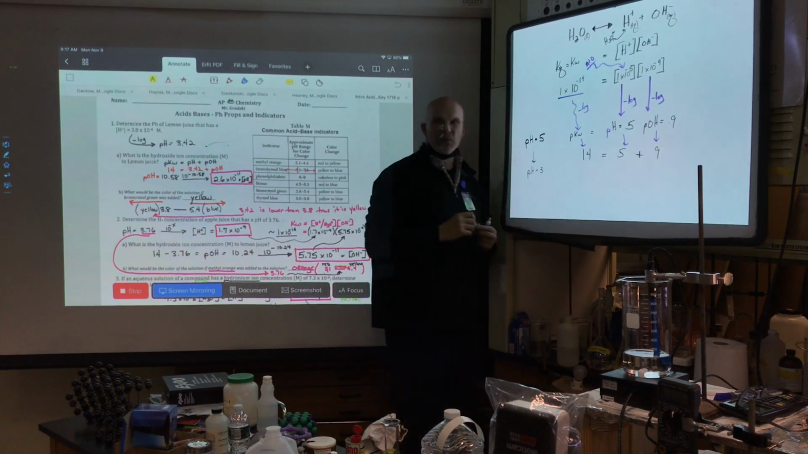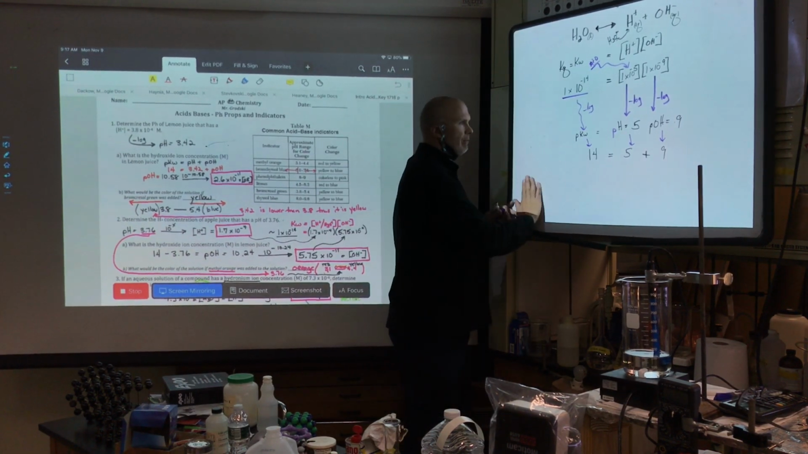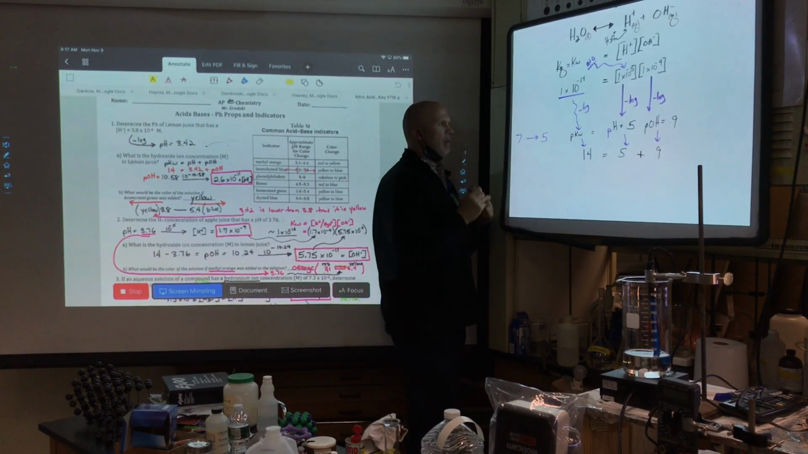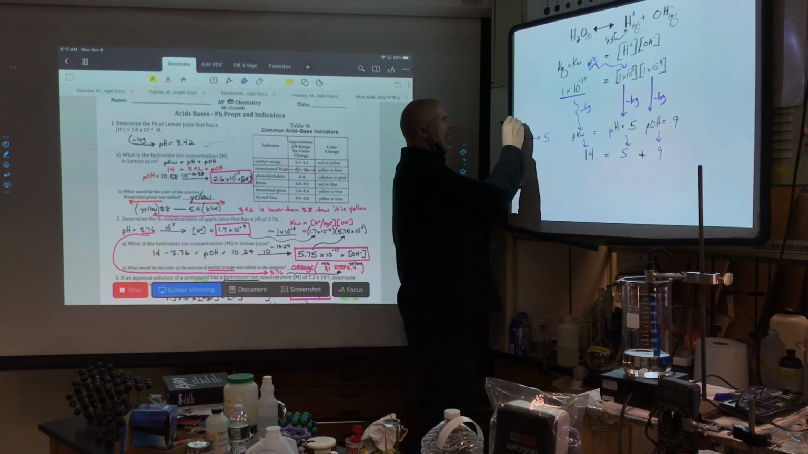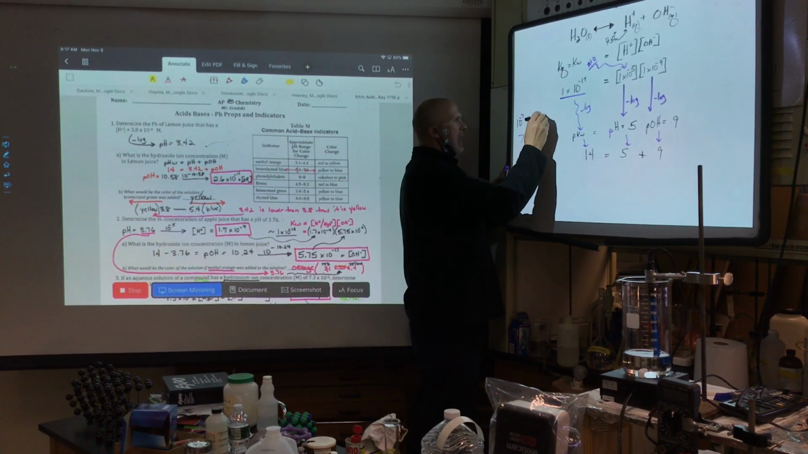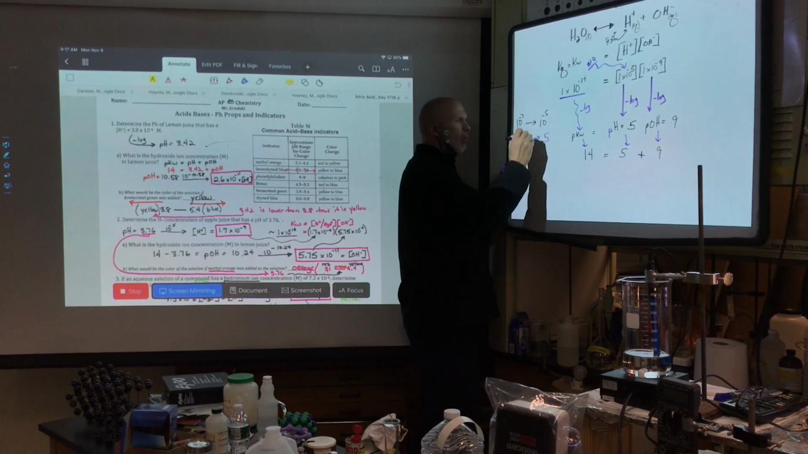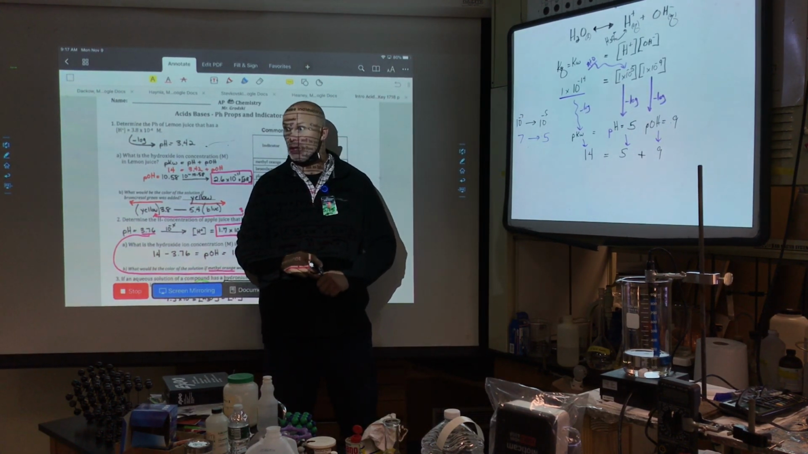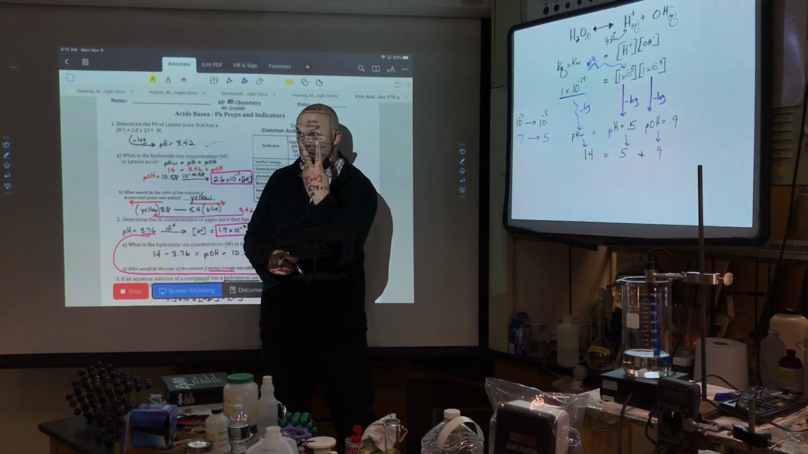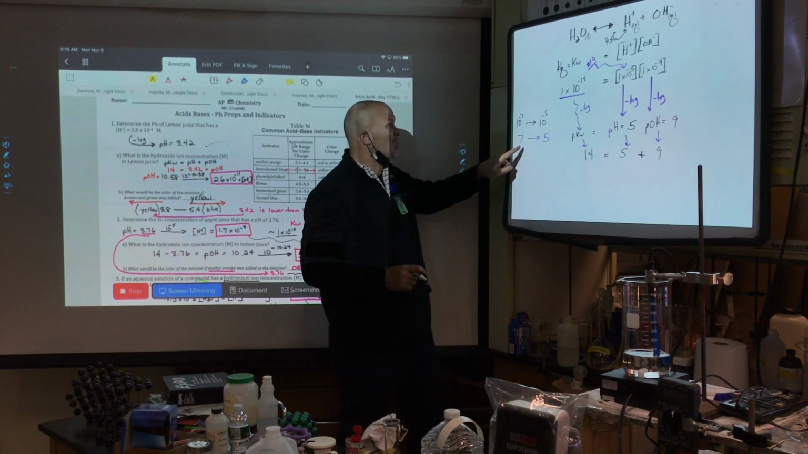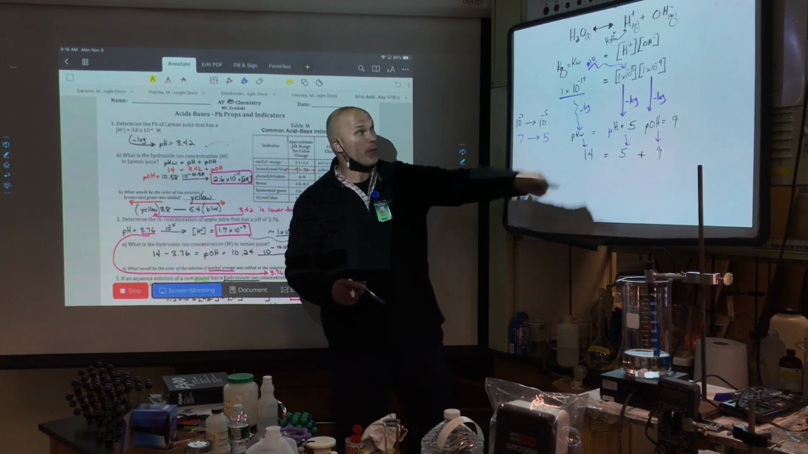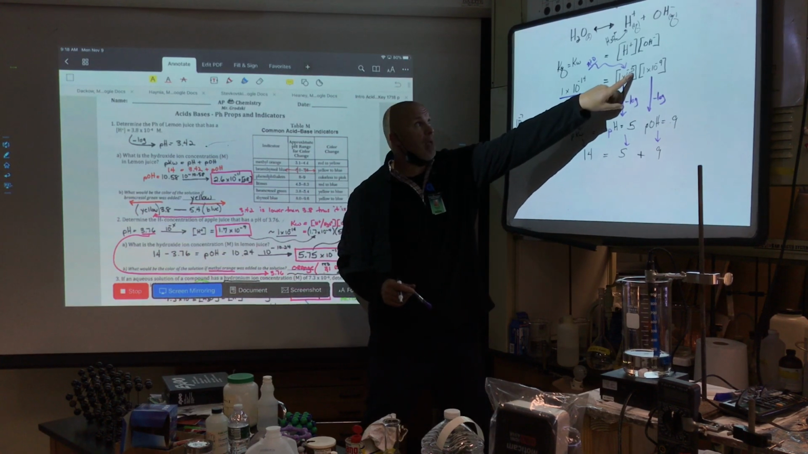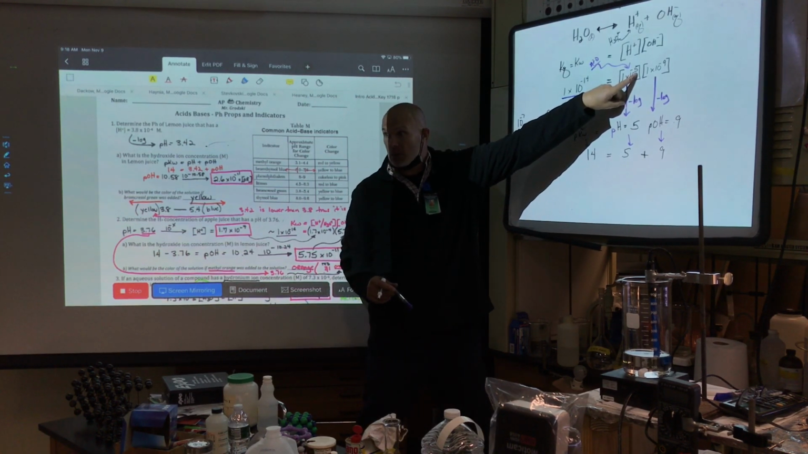And my pH went from a 7 to a 5. I went from 10 to the negative 7 to 10 to the negative 5. This number got bigger or smaller? Got bigger by how much? By 100 times, by 10 to the 2. So we would say the acidity increased 100 times. The reason why the pH drops is that as this number gets bigger, its negative exponent gets smaller.